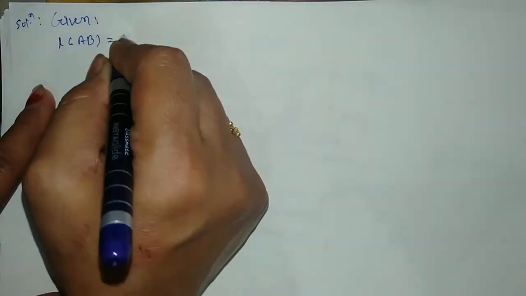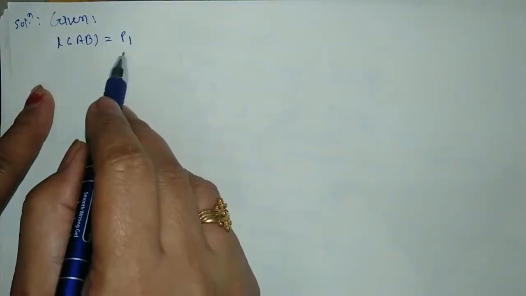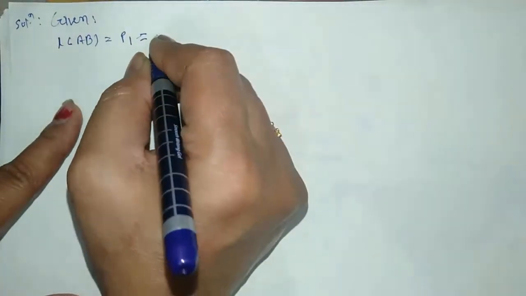See the solution. Firstly write down the given things. What do we need for calculating the area of a trapezium? Yes, measures of parallel sides. So the length of AB is equal to P1, meaning one parallel side is equal to 13 centimeter.